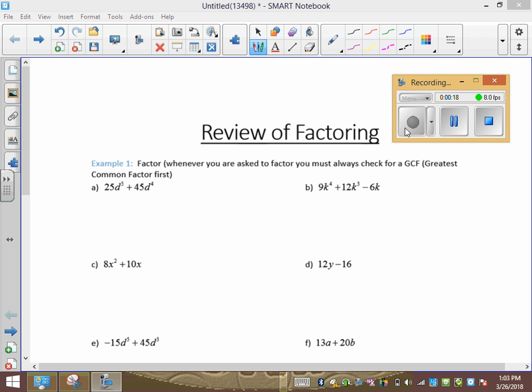So what we need to remember is, if there's 2 terms, what I'm going to check first for is a GCF. And then I'm going to check if there's a difference of squares.